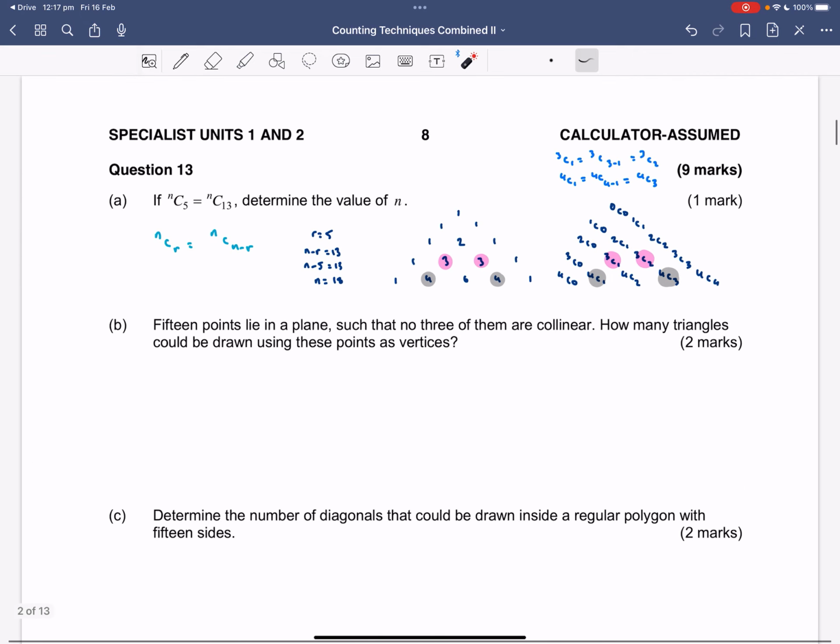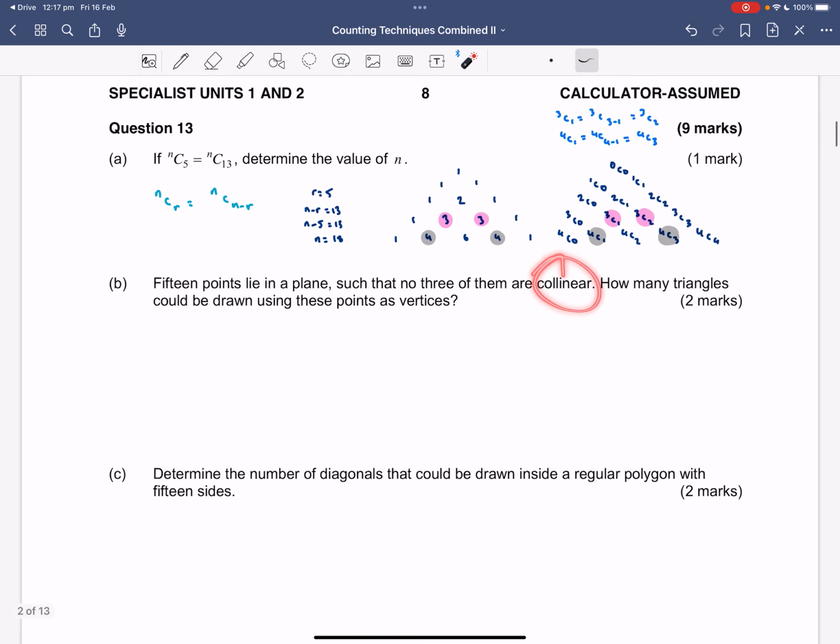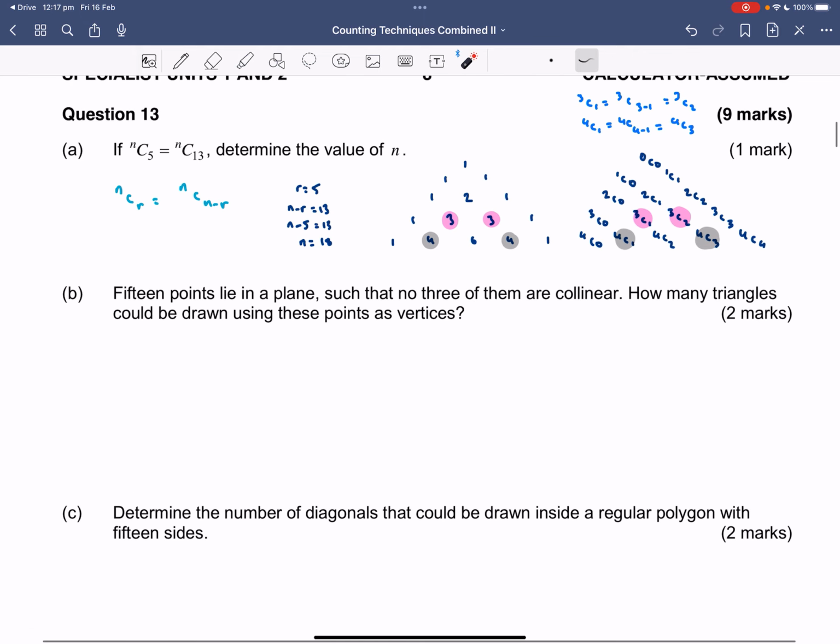Next question. 15 points lie in a plane such that none of them are collinear. All right, so basically 15 random points, okay? 1, 2, 3, 4, 5, 6, 7, 8, 9, 10, 11, 12, 13, 14, 15. And none of them are collinear.